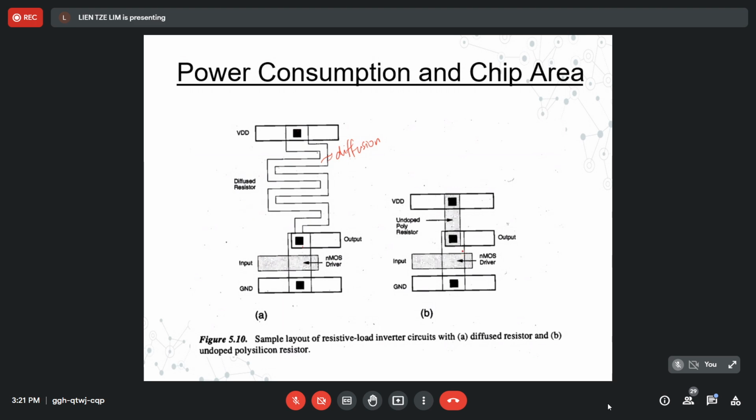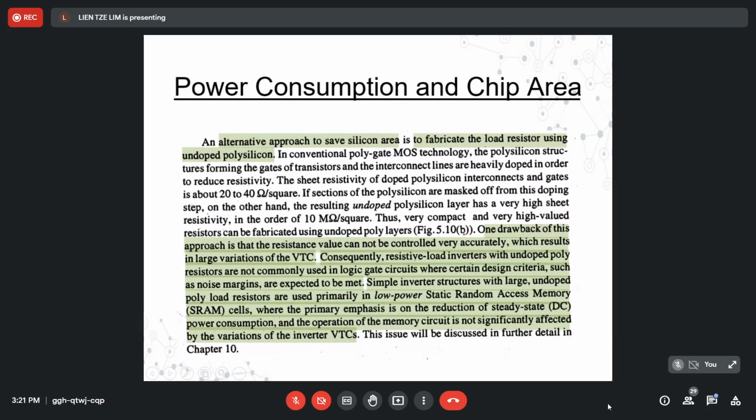Next I will explain about this undoped polysilicon resistor. An alternative approach to save silicon area is to fabricate the load resistor using undoped polysilicon. In conventional polygate MOS technology, the polysilicon structures forming the gates of transistors and interconnects are heavily doped in order to reduce the resistivity.